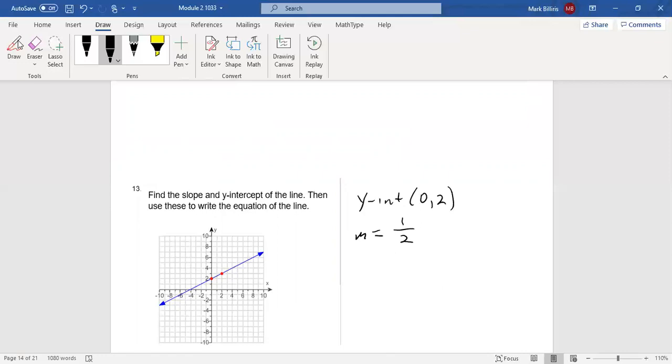So now again, just as we did in the previous problem, since we have the slope and the y-intercept, we can go directly into slope-intercept form. So remember, slope-intercept form is y equals mx plus b. So we have y equals, in this case, our slope is 1/2. Don't forget the x. So it's y equals 1/2 x, and our y-intercept is positive 2. So we write plus 2.